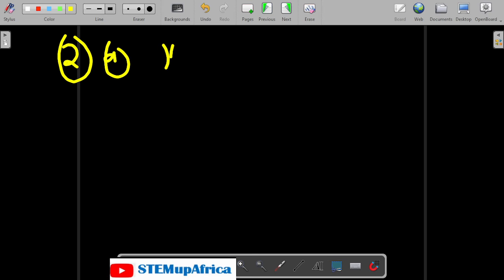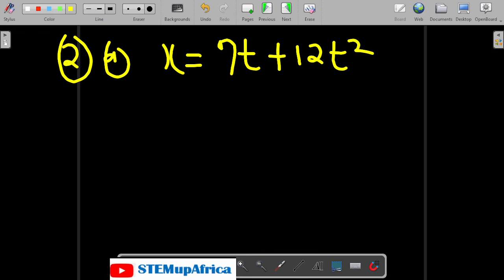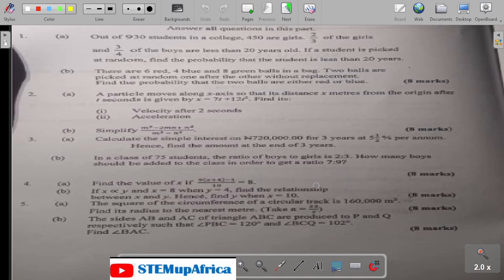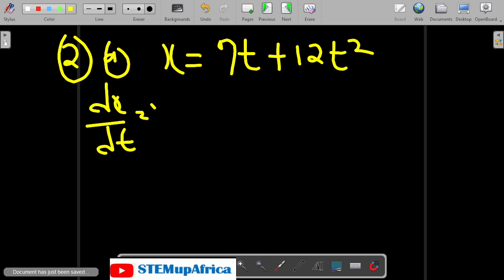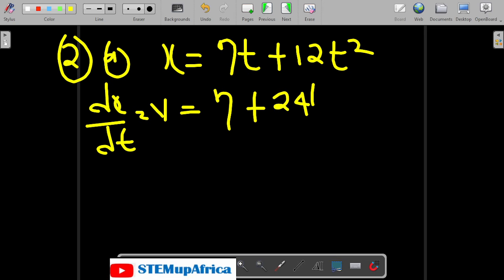2a, x is given to us as 7t plus 12t squared. We are asked to find the velocity after 2 seconds. We know from physics that velocity is distance over time. So if I differentiate dx over dt, which is my v, differentiating 7t gives me 7, and differentiating 12t squared gives me 24t.